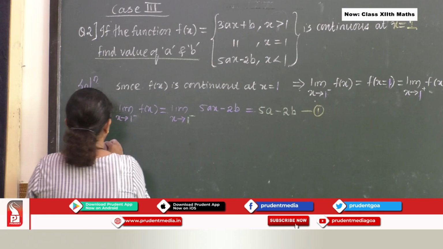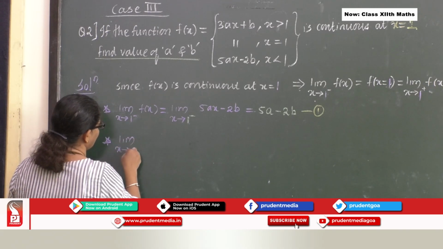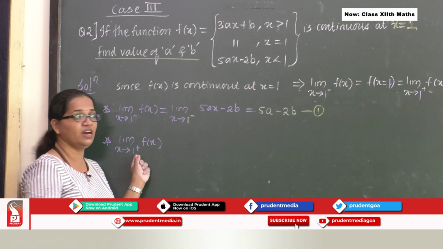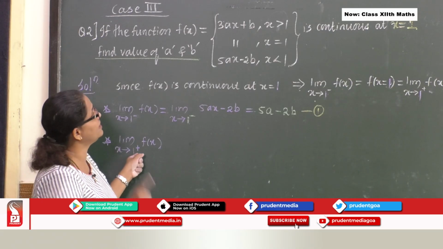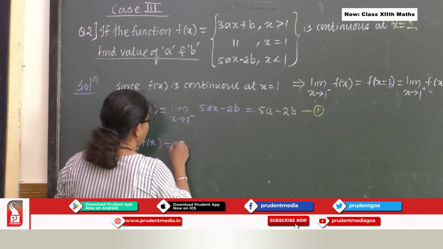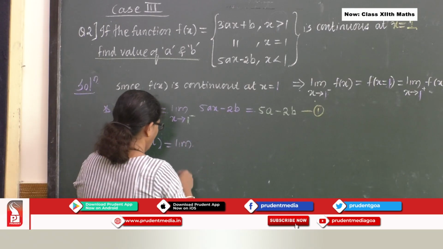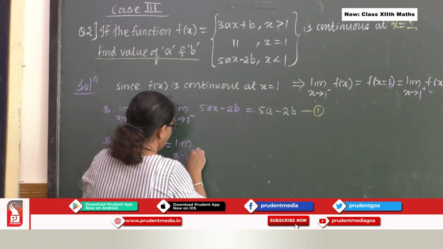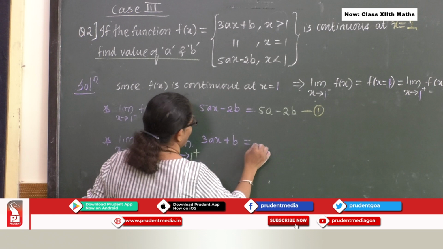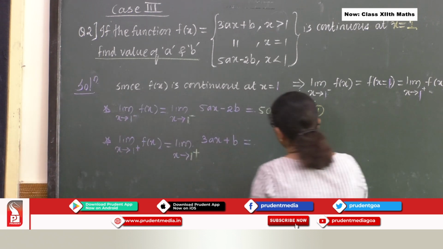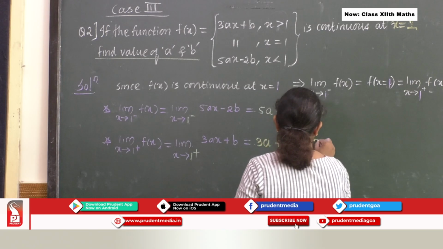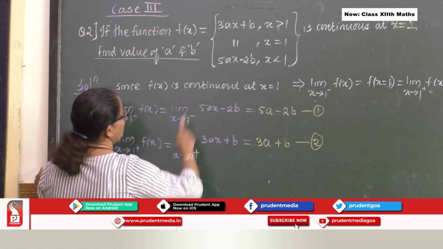Let's proceed further with the second one. The second one is limit x tends to 1 plus f of x. So I am talking about my right hand limit. Here what values do I consider? I consider all values which are greater than 1. So I am talking about this definition. I say limit x tends to 1 plus, over here it is nothing but 3ax plus b. So when I substitute this 1 in place of x, I will get 3a plus b, equation 2.